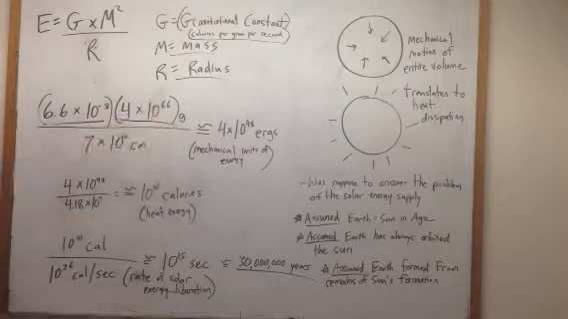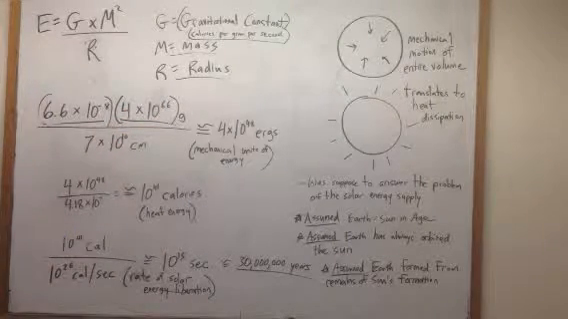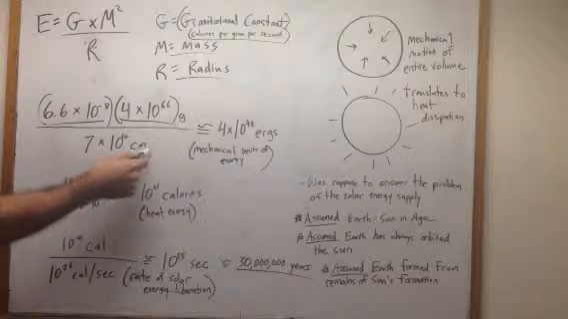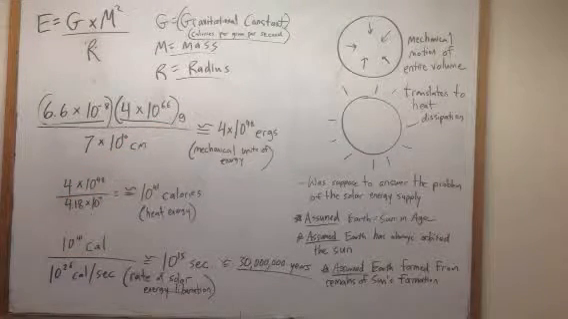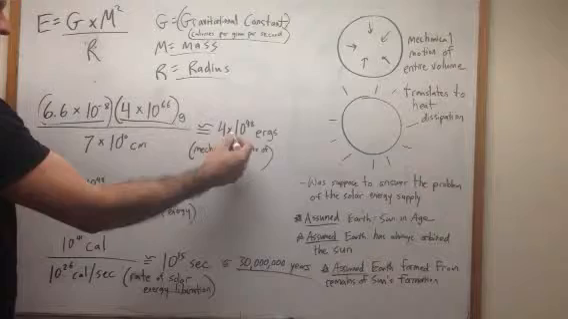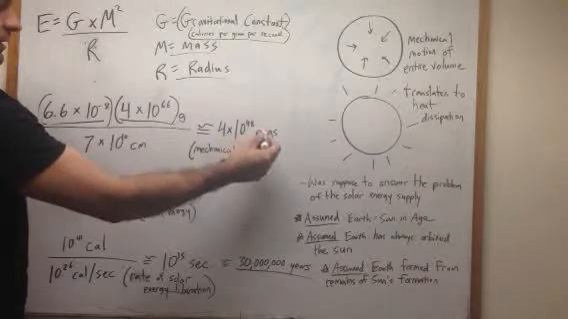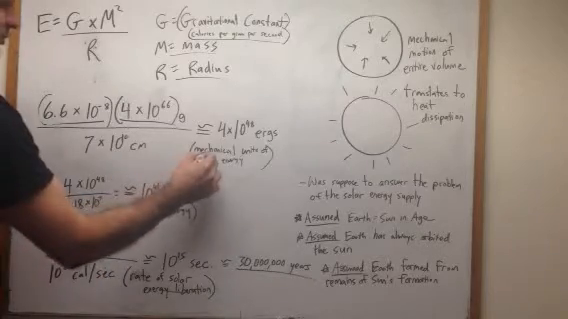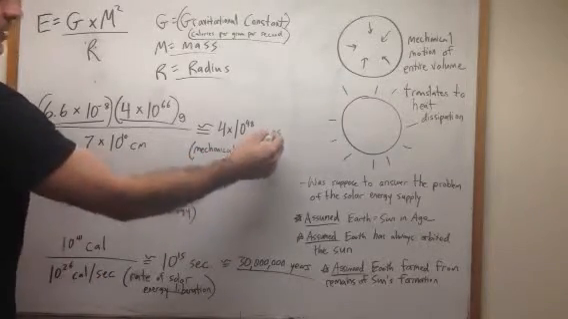10 to the 66 grams. Of course, he forgot to put the units on there. I think that's grams. And I also believe this is centimeters because it's a radius. And when you calculate that, it comes out to be 4 times 10 to the 48 ergs. I think that's how you pronounce it. Which is a mechanical unit of energy, an erg, E-R-G.